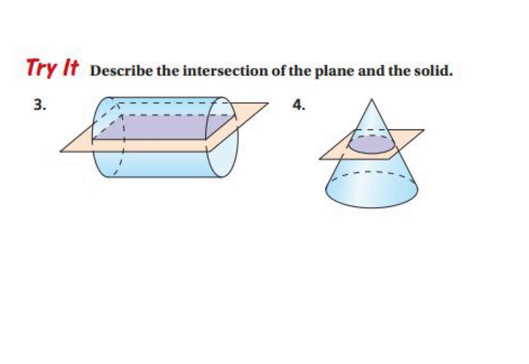Now you pause and try it. Describe the intersection of the plane for the cylinder and for the cone. So for the cross section of the cylinder, we're going to end up with a cross section in the shape of a rectangle. And for the cone, we are going to have a cross section in the shape of a circle.